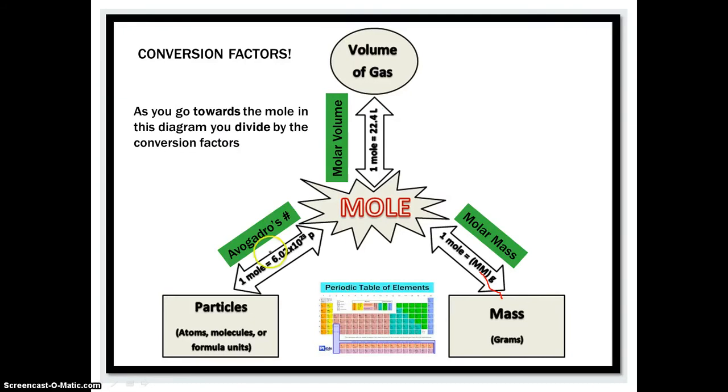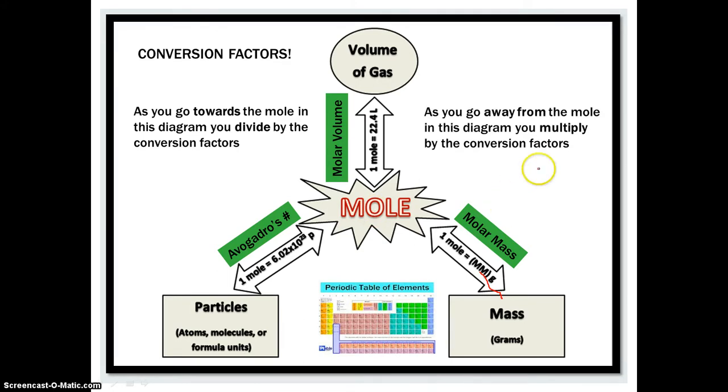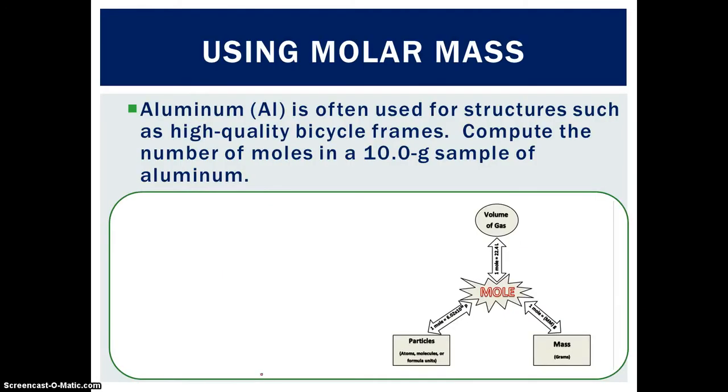So as you go towards the mole, so from particles to moles, or from volume to gas, you divide by the conversion factor. So if I had a number of particles and I wanted to figure out moles, I would divide by the conversion factor. As I go away from the mole in the diagram, so from moles to particles, I would multiply by that conversion factor, Avogadro's number. Now, instead of you memorizing go towards, divide, and move away, multiply, I prefer to do it the same way we were doing at the very beginning of this semester with our dimensional analysis. So let's do an example like that.